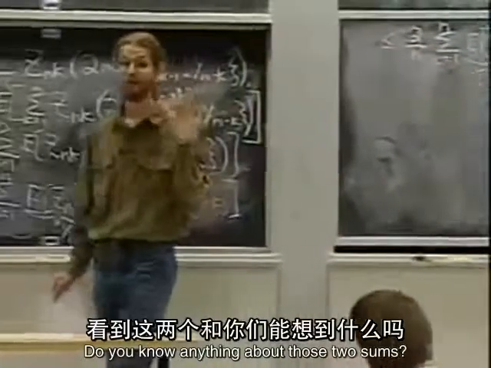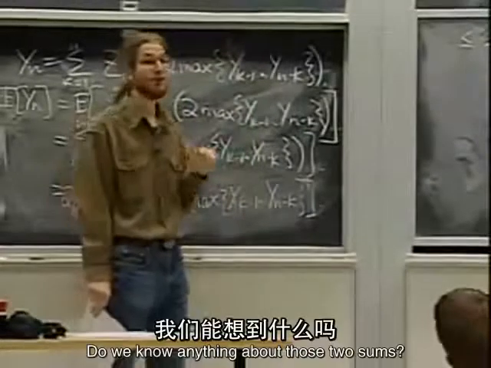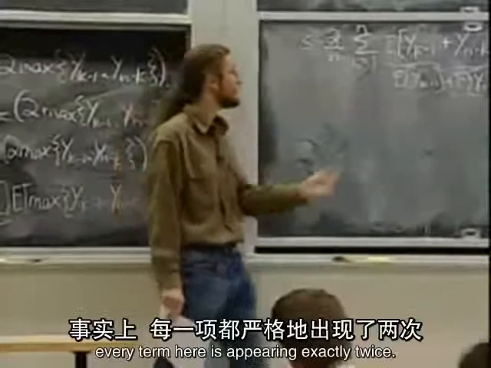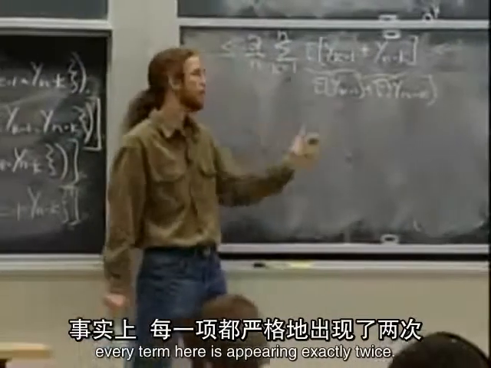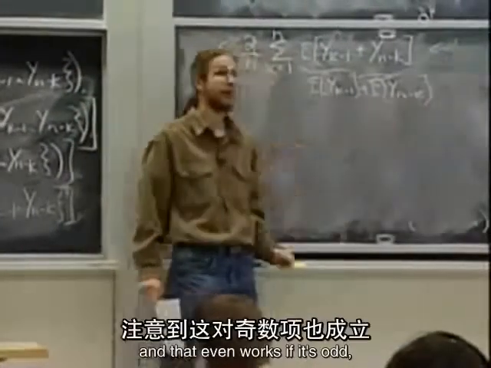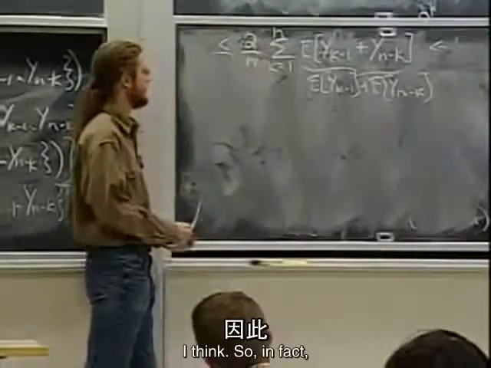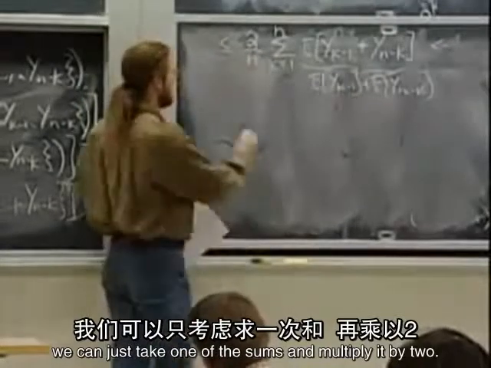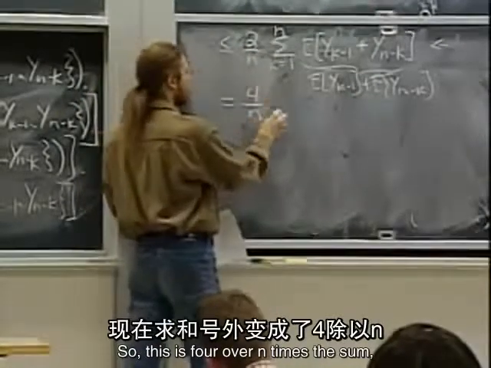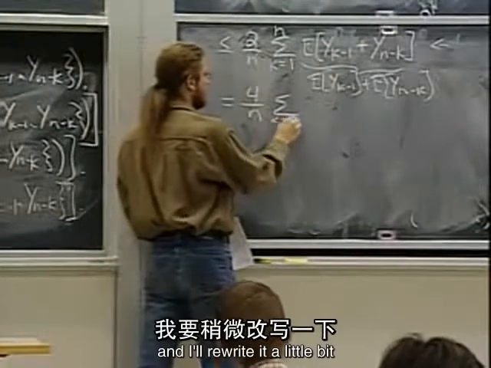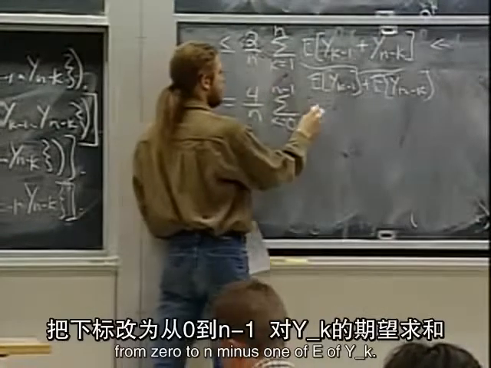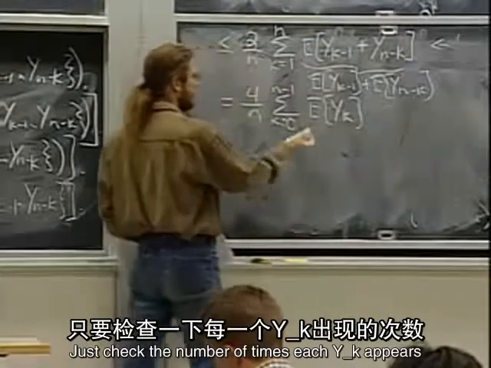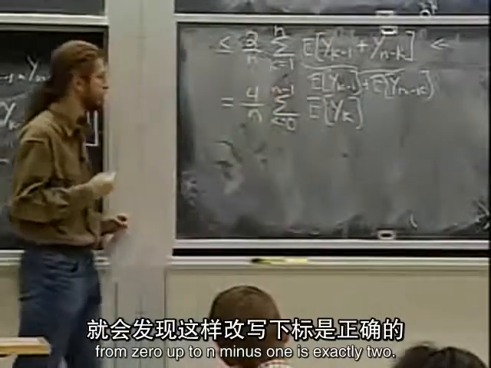Do we know anything about those two sums? They're the same. In fact, every term here is appearing exactly twice. Once as a k minus 1, once as an n minus k, and that even works if n is odd, I think. So we can just take one of the sums and multiply it by 2. So this is 4 over n times the sum, which I'll rewrite from 0 to n minus 1 of E of Y_k. Just check that the number of times each Y_k appears from 0 up to n minus 1 is exactly 2.